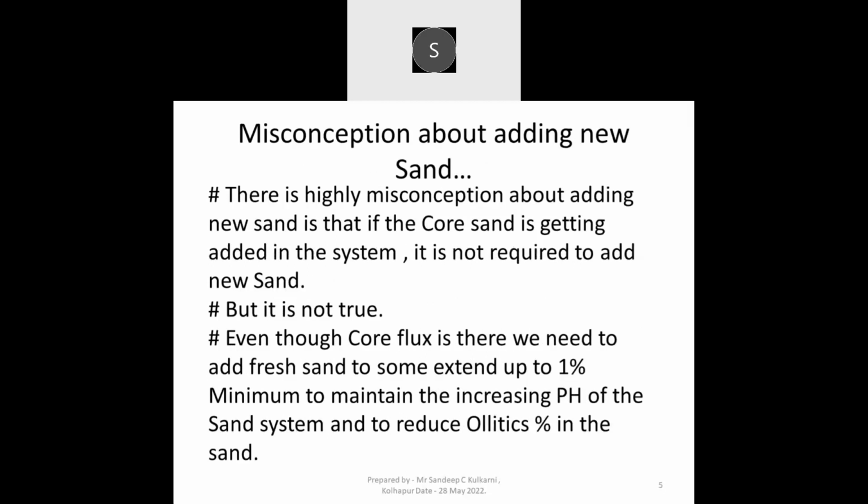Misconceptions about adding new sand. There is a high misconception about adding new sand, that if the core sand is getting added in the system, it is not required to add new sand. But it is not true.